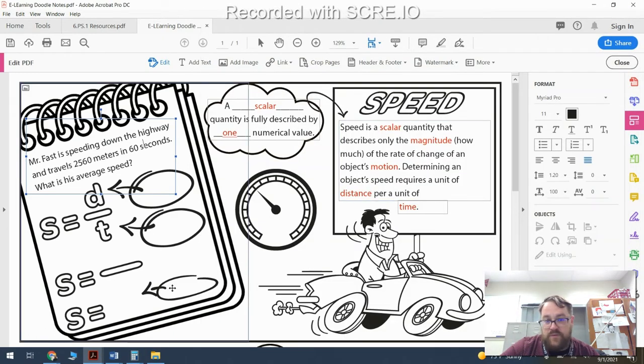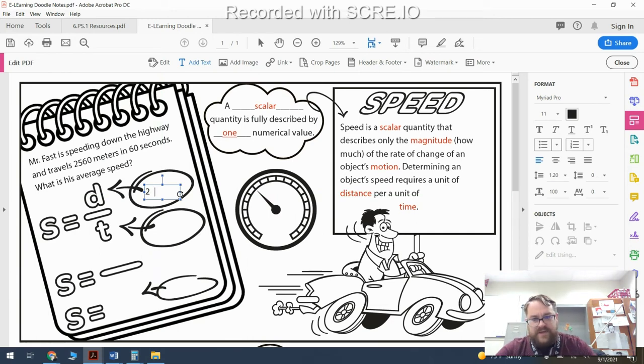So the answer that you would want to put, I have to add a text box right here. Our distance is 2,560 meters divided by 60 seconds, and our answer was 43. But we have to write a unit. A unit is something like miles per hour or kilometers per hour. But in this situation, we have meters and seconds. So we're going to say 43 meters per second.